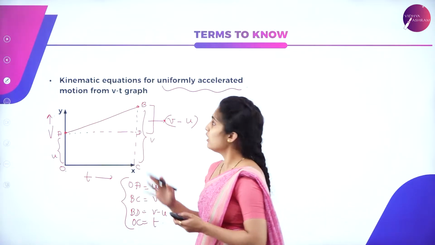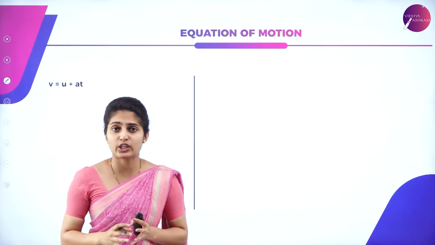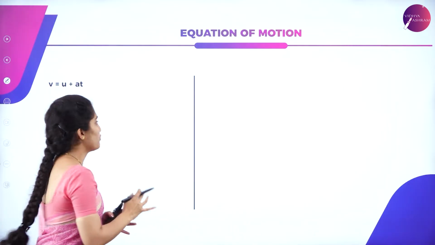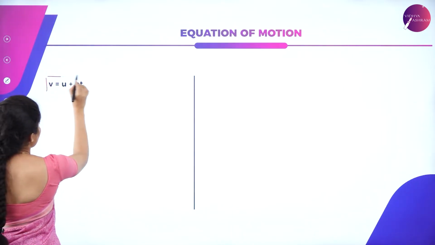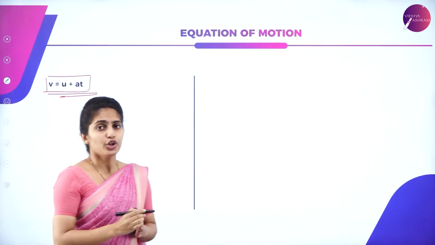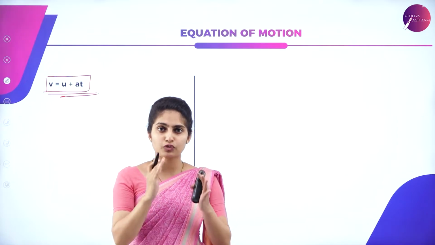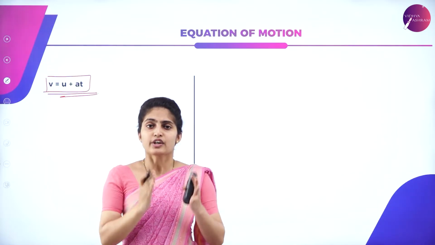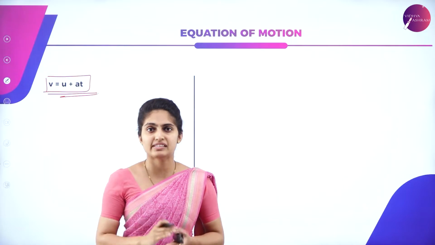Okay, so now you need to equate for the first equation of motion. You need to understand this. You need to read this. V is equal to u plus at. You need to know about this equation. So the first equation of motion is v is equal to u plus at.